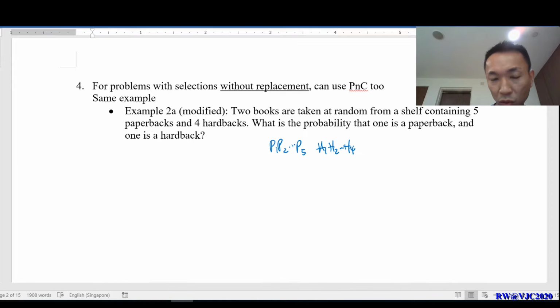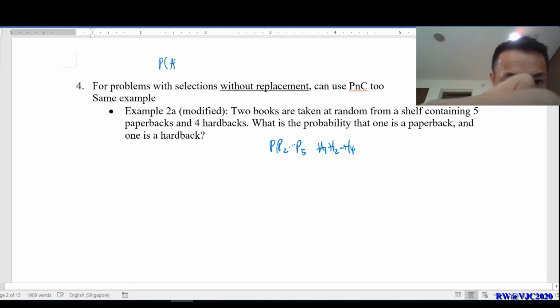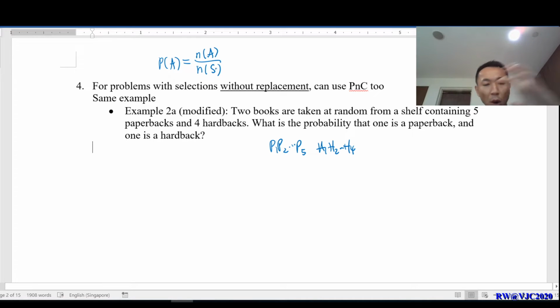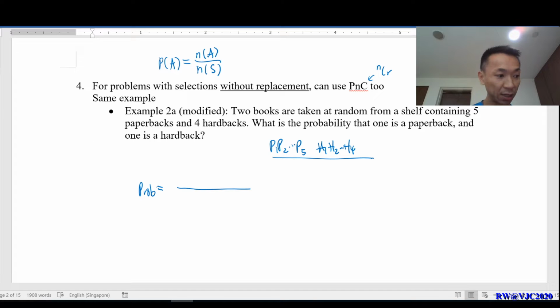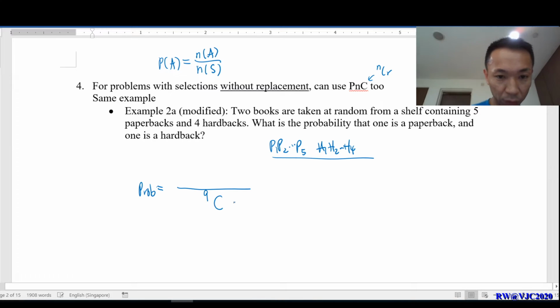I am going to use the idea that the probability of an event A equals the number of outcomes corresponding to A divided by the total number of outcomes. Now, when I pick 2 at one go, I'm going to use nCr here. When I pick 2 at one go, out of the 9 books, what is the total number of ways I can pick 2 books out of 9? Answer is 9 choose 2.